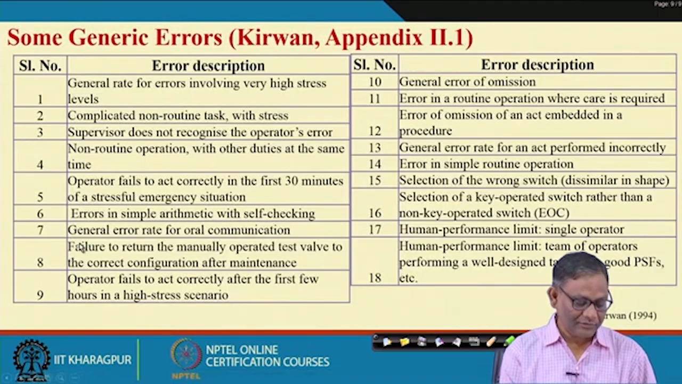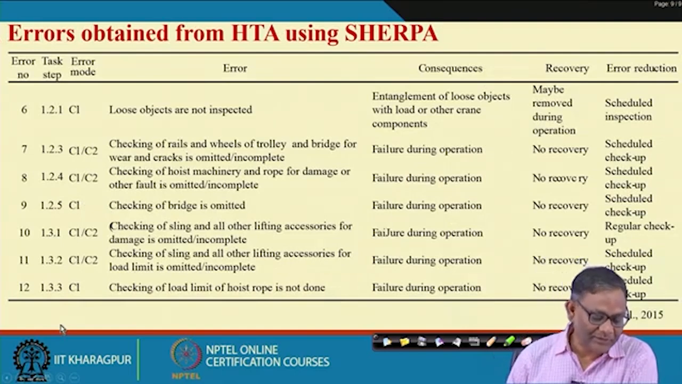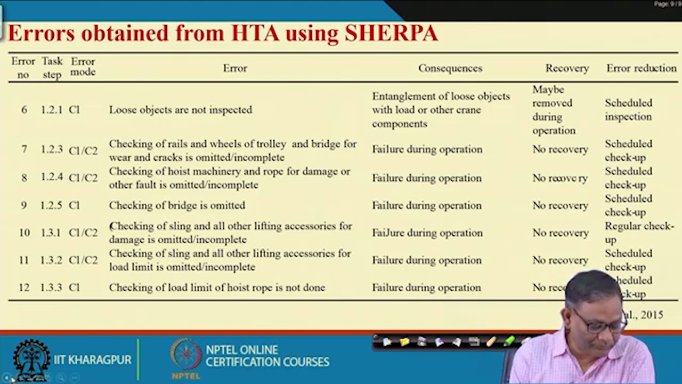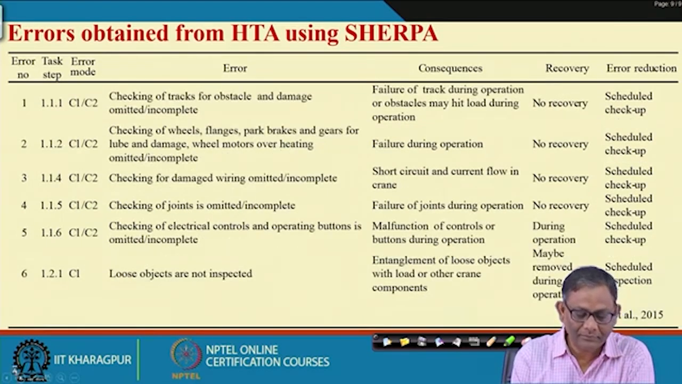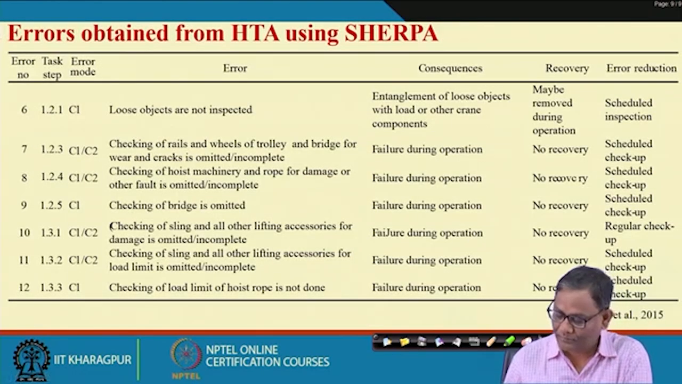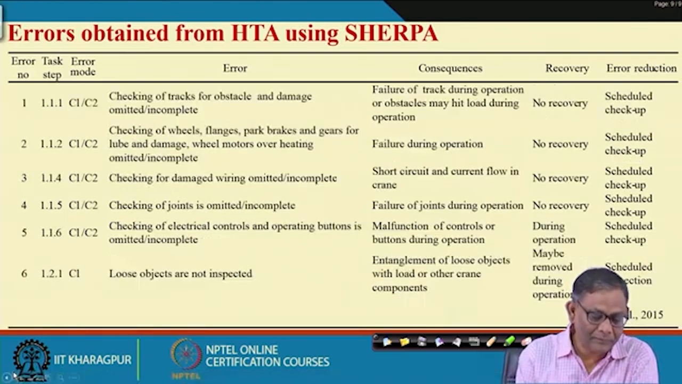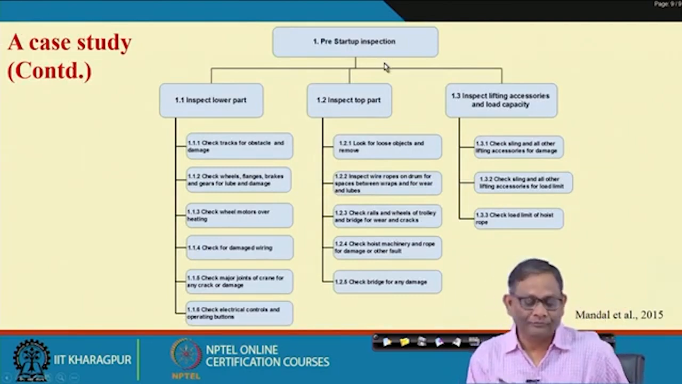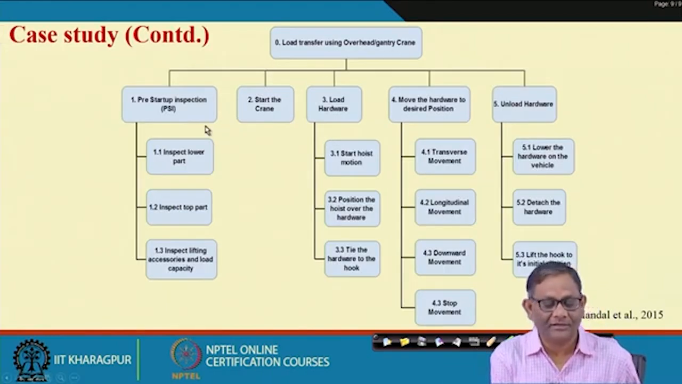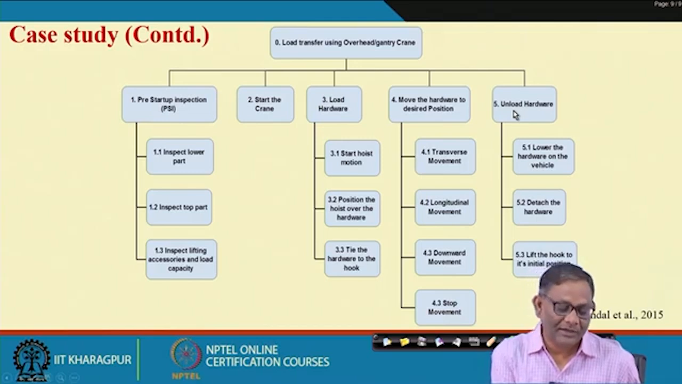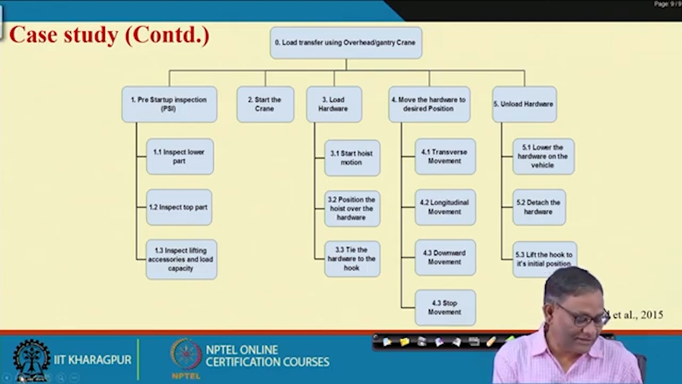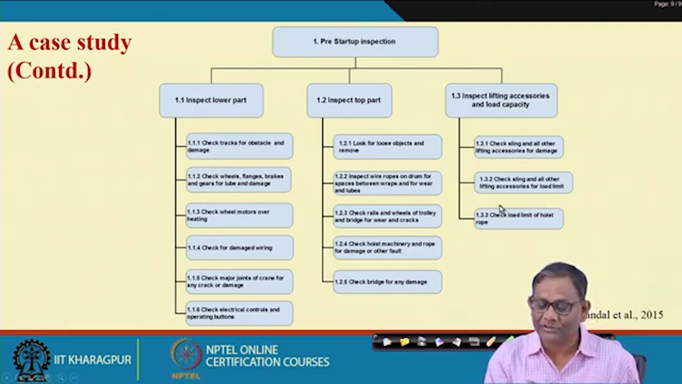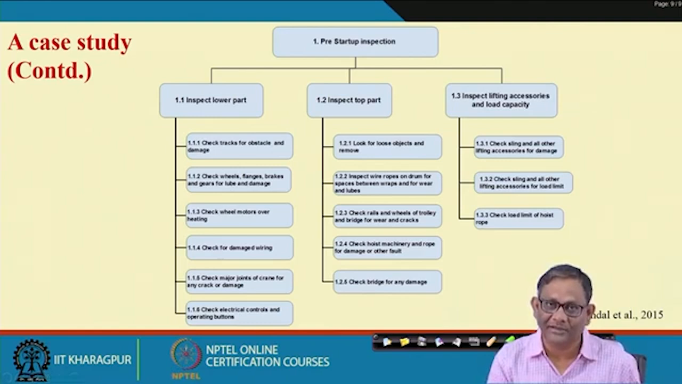You see that all those errors are given. 1.3.3 pre-startup inspection, this one we have shown, but if you see, ultimately there are 1, 2, 3, 4, 5 subtasks. So under one, again 1.1 inspect end power, 1.2 inspect top part, then 1.3 inspect lifting accessories. This we have further described and finally gone to the elemental task to present in this lecture.